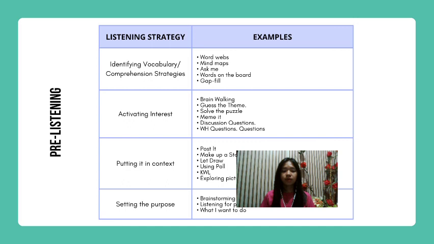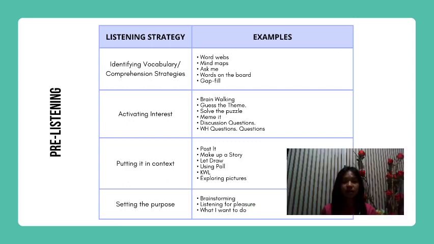Another example is sing along. You can provide certain lines, expressions, or words from the text and ask volunteers to sing a song containing these words or expressions. This not only makes the listening activity more fun, but it also helps reinforce vocabulary and language structures in a memorable way.